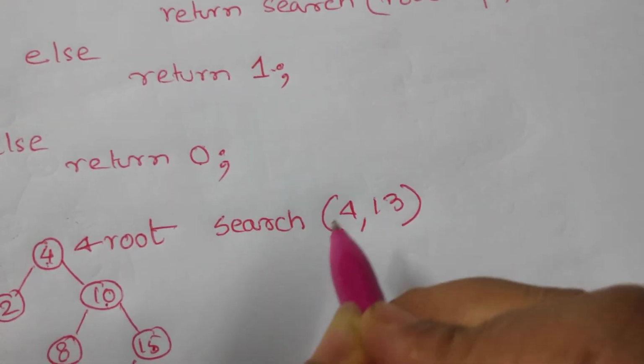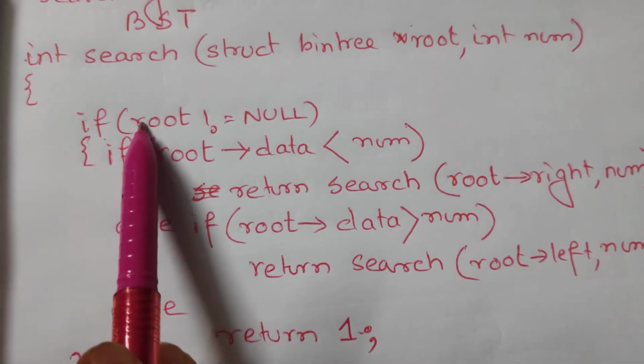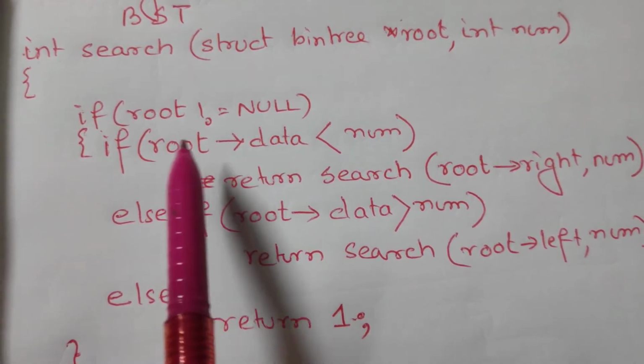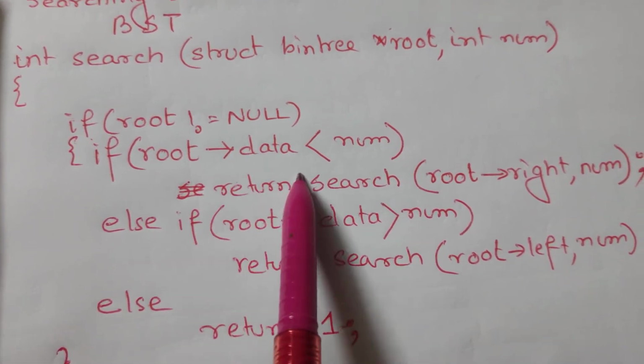So over here our root value is 4. So root value is not null. So you will enter the condition. Now if root data is less than num.